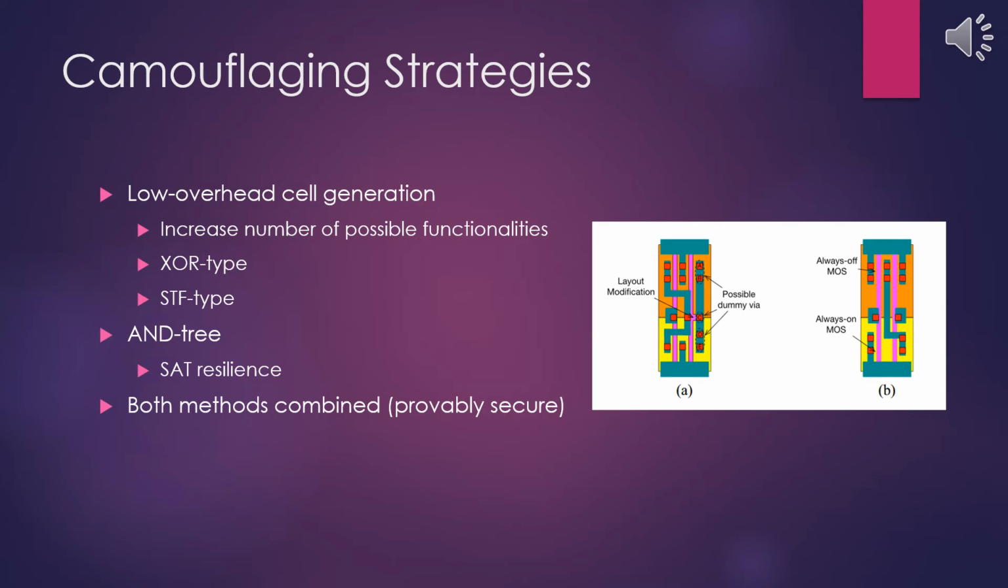STF type camouflaging uses doping to create always-on and always-off transistors, which are difficult to detect. This strategy is seen in part B of the figure on the right. In the figure, changing the doping scheme converts a NAND cell to an inverter. An AND tree is another strategy, which uses a tree of AND gates where each input is camouflaged. This approach can be proven to increase security when combined with the XOR and STF camouflaging methods. The decamouflaging complexity grows exponentially as the tree size increases, making reverse engineering attacks very difficult.